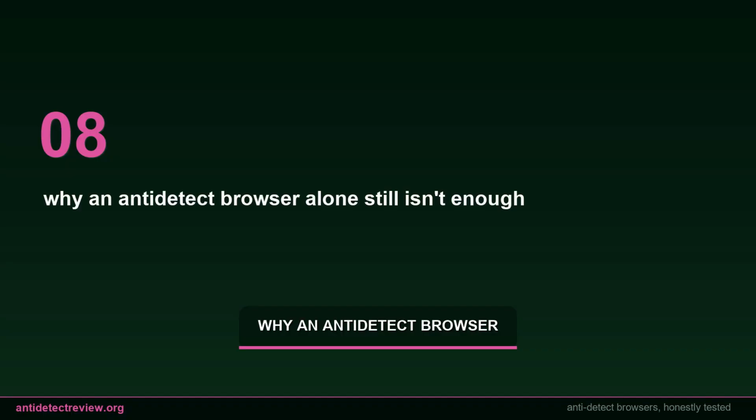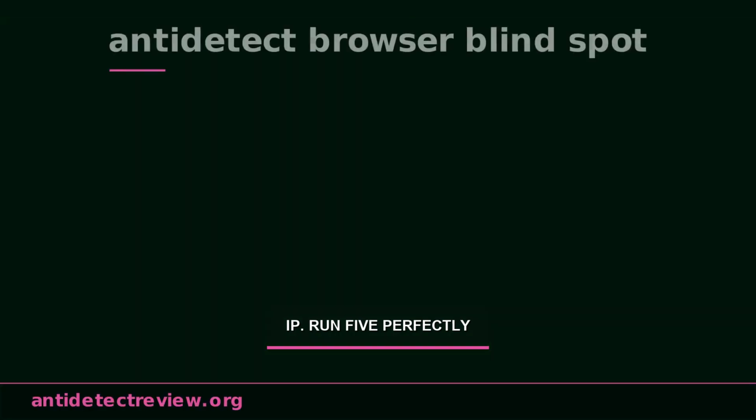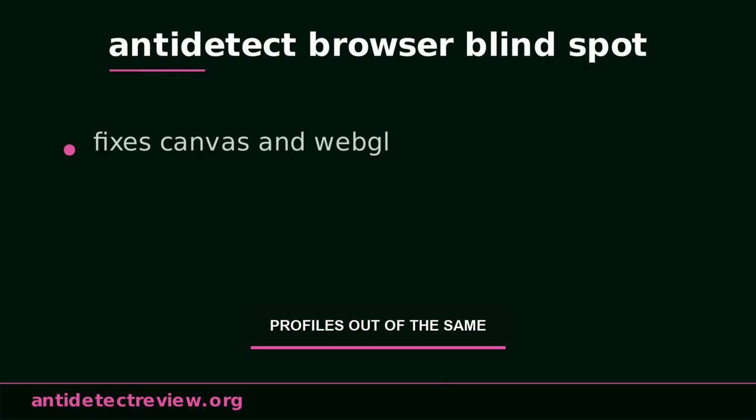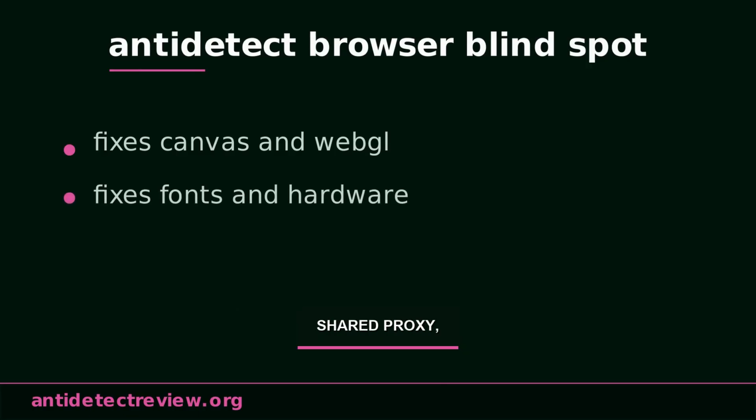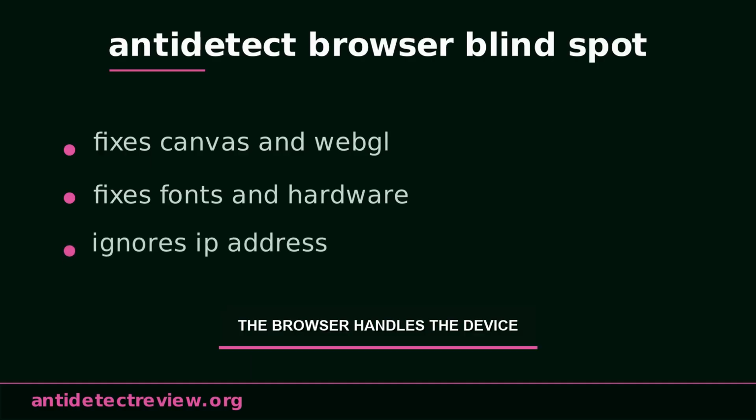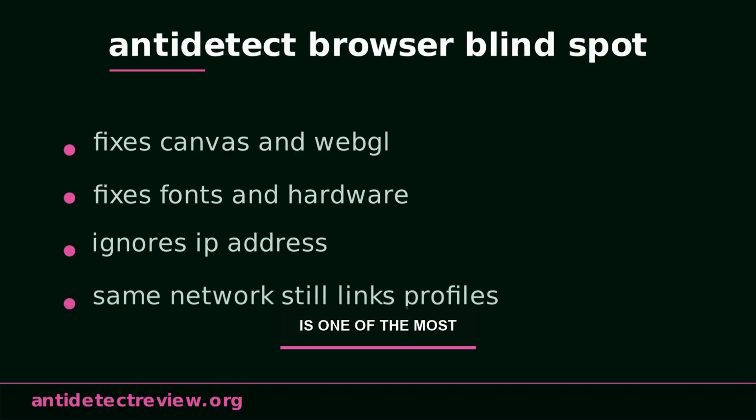Why an anti-detect browser alone still isn't enough. An anti-detect browser has exactly the same blind spot in reverse. It does nothing about the IP. Run 5 perfectly separated, internally consistent profiles out of the same network address, whether that's your home connection or a single shared proxy, and every one of them is still linked at the network layer. No canvas trick required. The browser handles the device story. It has no control at all over the network story, and treating it as a complete solution on its own is one of the most common mistakes operators make.